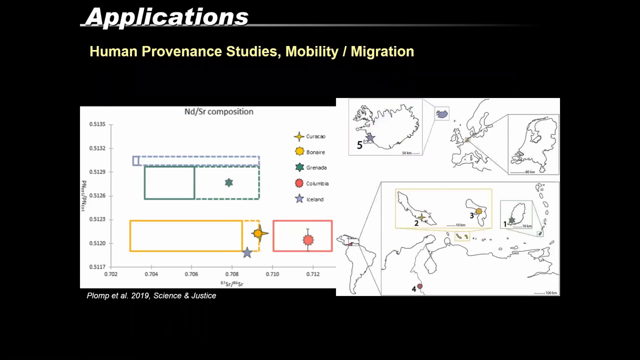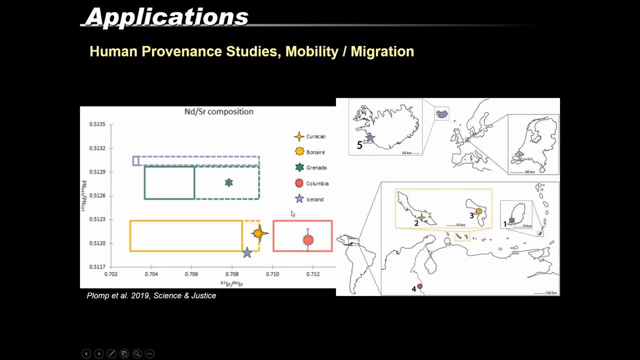Here is a more recent, more exciting use of these systematics. Thanks to the high resolution capability of the ICPs, people have started to analyze neodymium in bone and tooth enamel. Traditionally, strontium is the element for these types of studies, but now they are adding neodymium. So here they took samples from different parts of the world, like Europe, South America, the Caribbean, and Iceland.